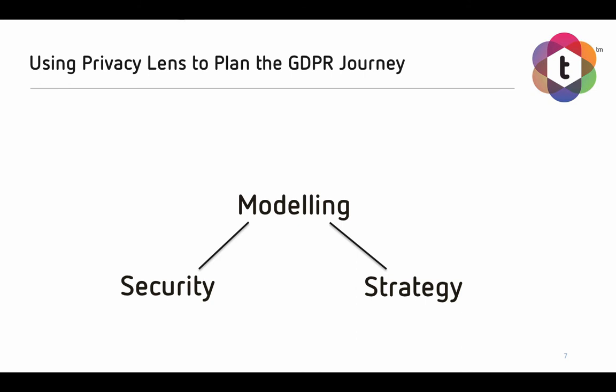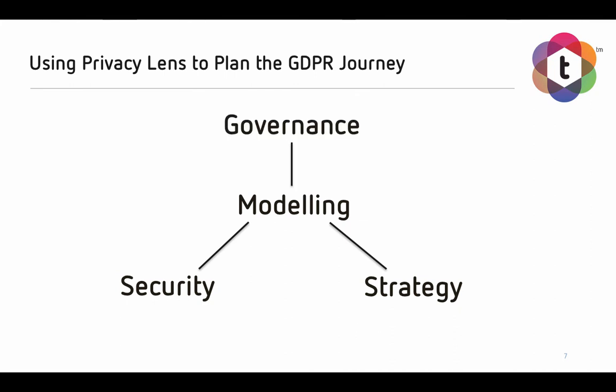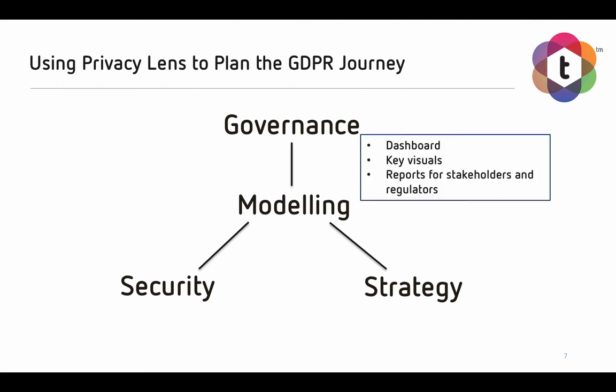The second way that Privacy Lens can help is by looking at security. With Privacy Lens, it's possible to look at the location where data is being stored, the safeguards that are protecting it, and who has access, and be able to assess whether any of those aspects of the security might have weaknesses associated with them. And then finally, there's the issue of governance. So using Privacy Lens, it's possible to use the dashboard and the key visuals to generate reports for stakeholders and other key parties, including the obvious candidates being regulators.